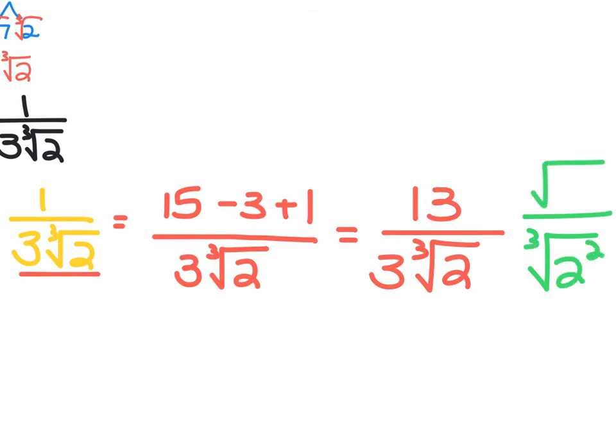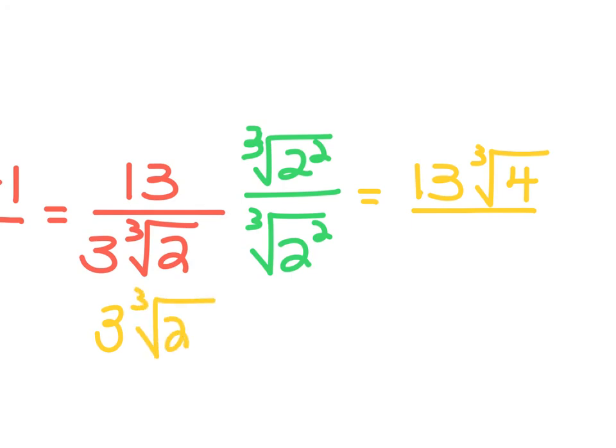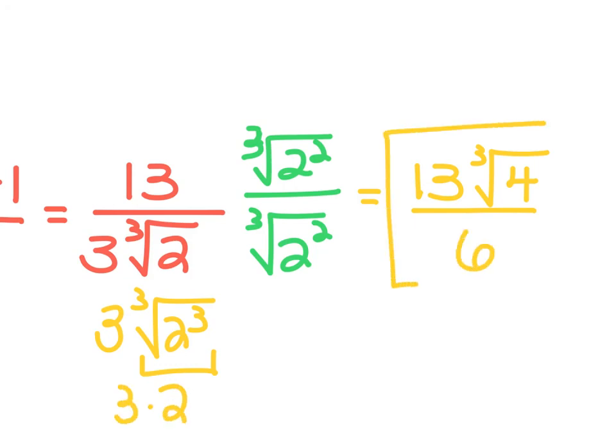So I have to make a 3 of a kind. Okay, so I get 13 times the cube root, 2 squared is 4, over, here I have 3 times the cube root of 2 to the third. Well, the cube root of 2 to the third is 2, and 3 times 2 is 6. That's my final answer, you guys. Whew, okay, we have one more thing to talk about, and then we're going to call it a day.